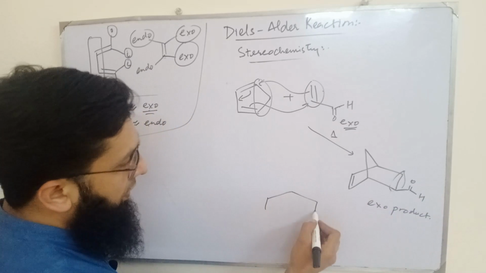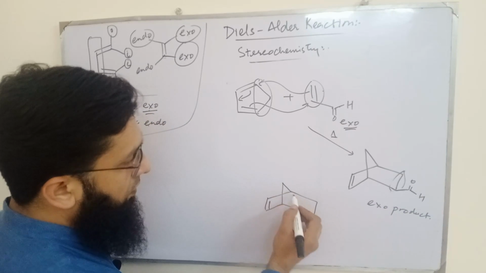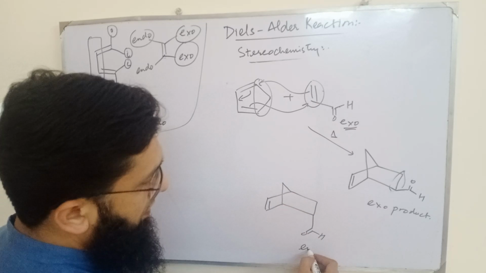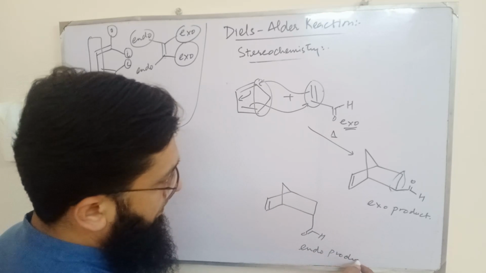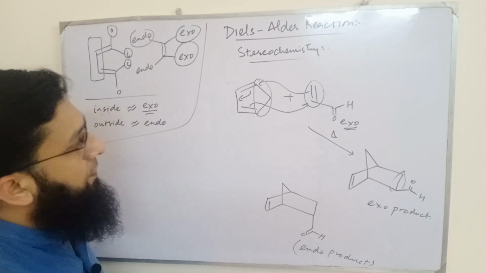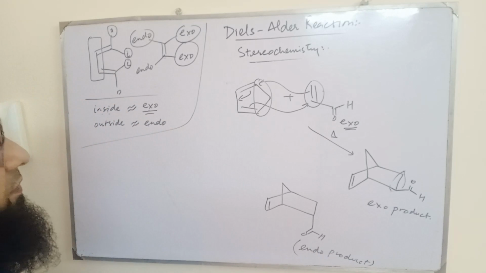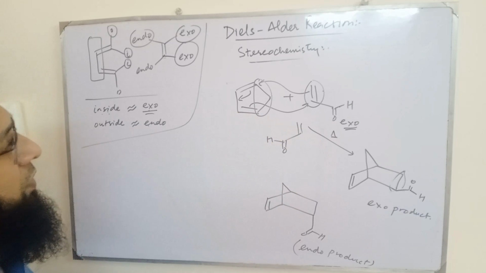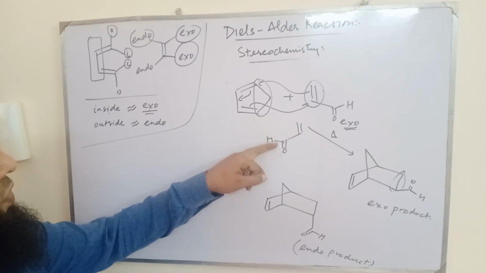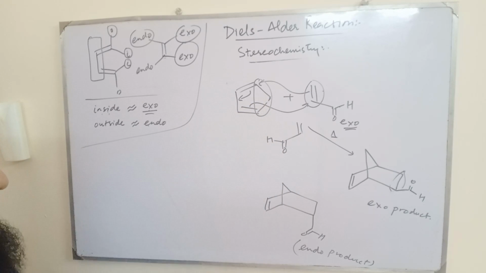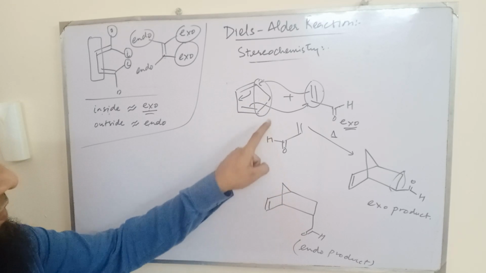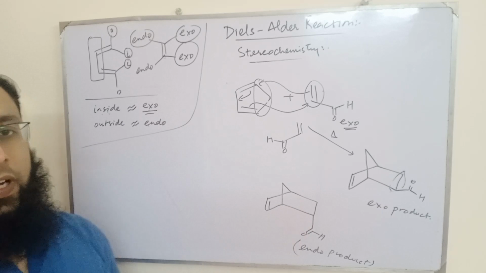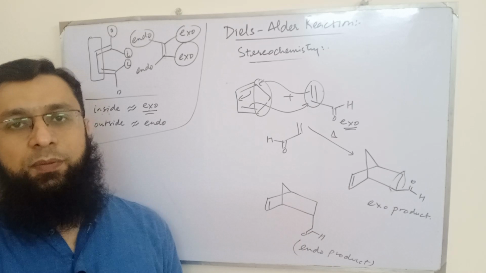And if we draw the endo product, this would come down. So with endo approach, the substituent would be towards the backbone of diene, and of course this is opposite to the inside substituent, and as a result, if this is on the above side, the substituent would come on the below side. So I hope this is clear to you, and if you find any question or confusion, please leave your questions in the comment box. Thanks.